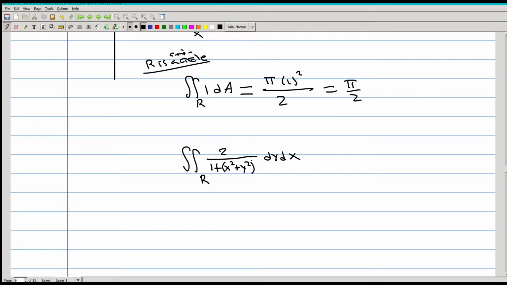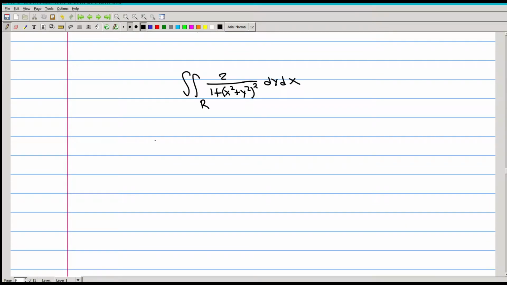Anyway, the easiest way of integrating this function is going through and using polar coordinates. So this is going to be the double integral of 2 over 1 plus x squared plus y squared, which is the same thing as r squared. So this is 1 plus r squared to the power 2. And then remember, dy dx in polar coordinates has to become r dr d theta.